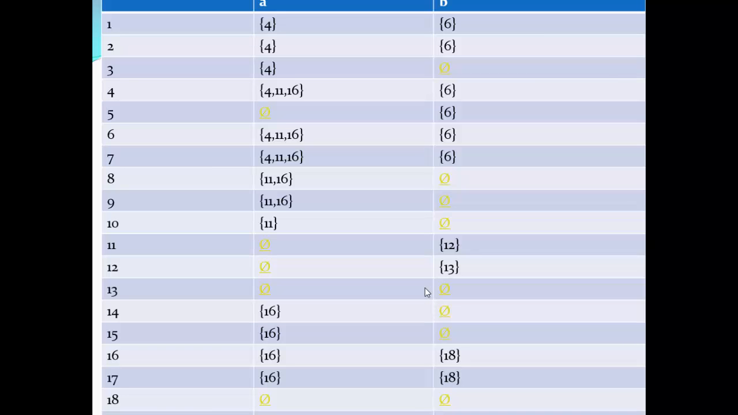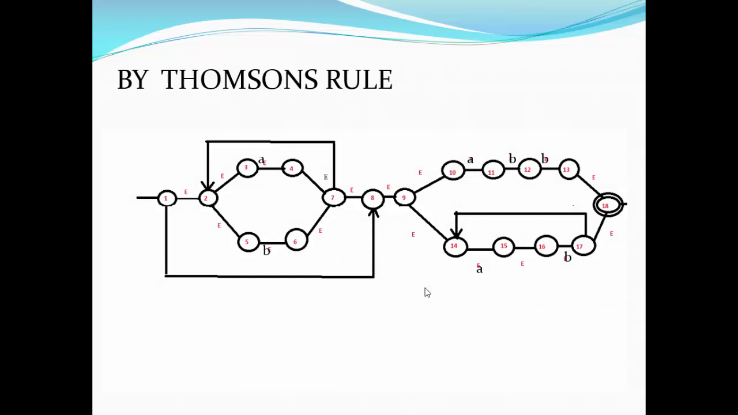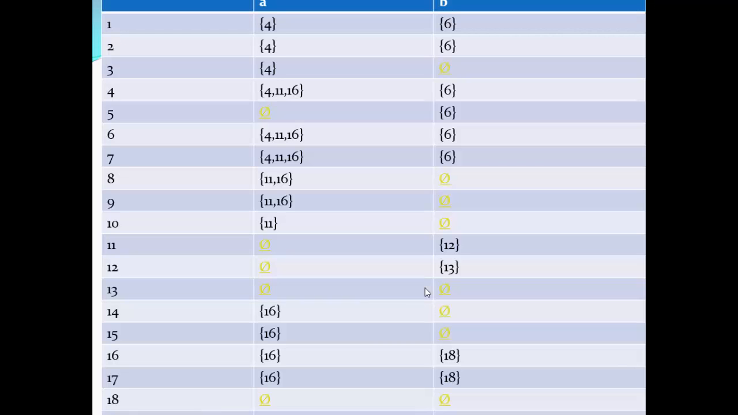And now for C, for 4 it is 4, 11, 16, and for B it is 6. For 5 to A there is no connection, so it will remain as 5. For 5 to B the connection is 6, and for 6 it is 4, 11, 16, and B is 16. 7 to A is 4, 11, 16, and 7 to B is 6. Now 8 to A is 11, 16, and 8 to B is 5, and 9 to A is 11, 16, and 9 to B is 5, 10 to A is 11, 10 to B is 5.